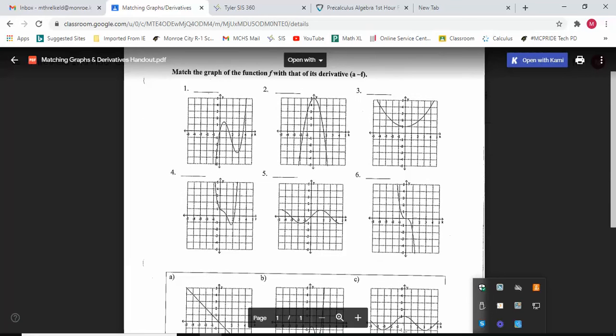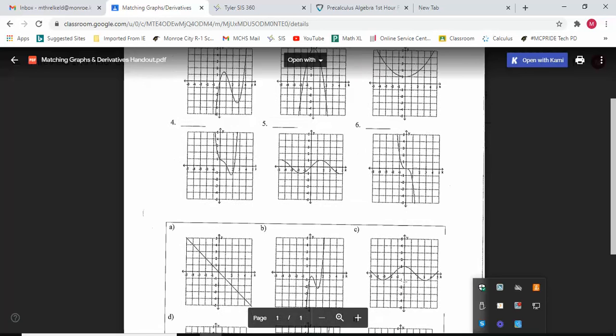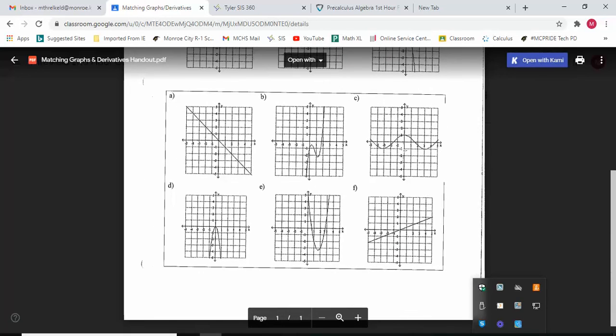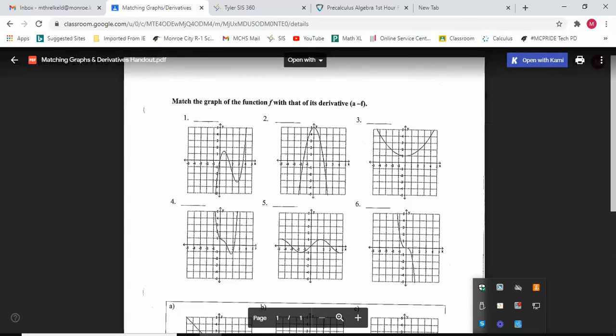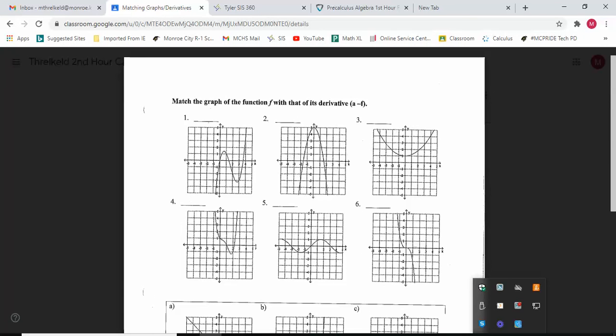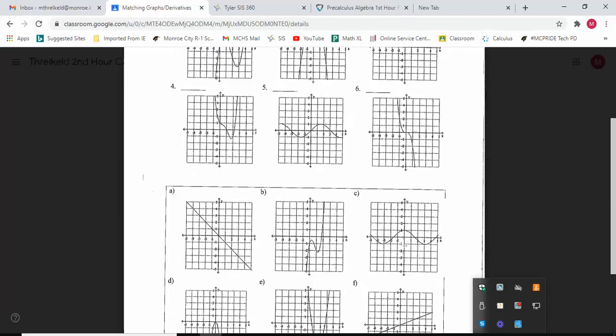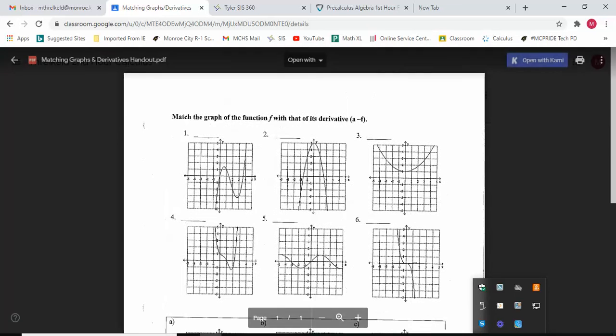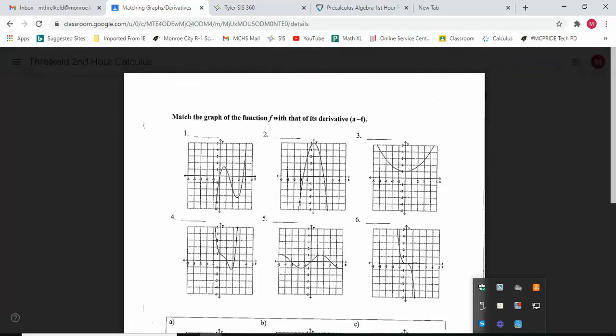Number 2. My graph was increasing until I get to 0, decreasing afterwards. So the derivative is positive until you hit 0, negative after 0. So that one is A. Positive and then negative. Okay, number 3. This one is decreasing until you hit 0, increasing after that. So it's negative and then positive. So that would be F.